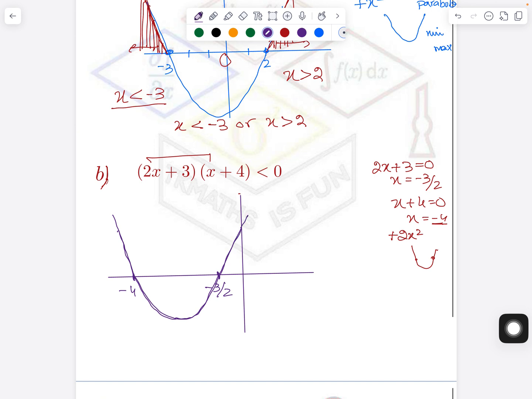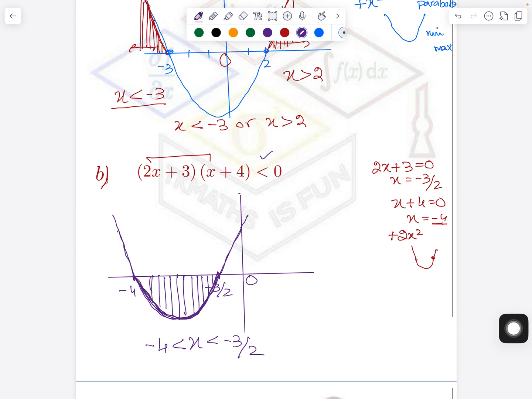Now, less than 0 means the values of y are negative. Any number less than 0 is negative. It means this time you will focus on the part of the curve which is below the x-axis, like this part of the curve, right? Earlier we were focusing on the part of the curve above the x-axis. So now on this part of the curve, the values of x are these. This is how you read the values of x on this part of the curve. So you can say the values of x are greater than -4 but less than -3/2.